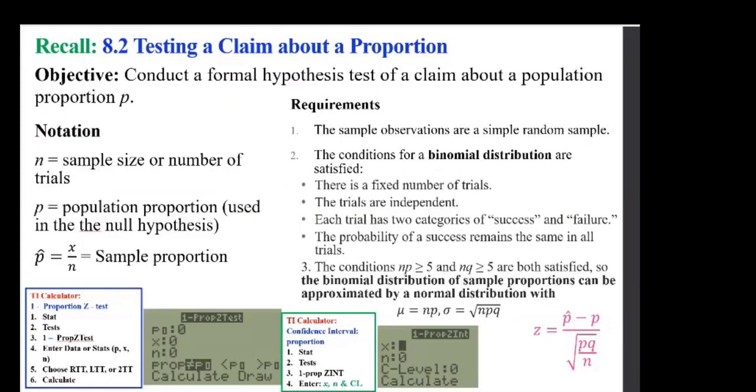In the case of proportion, we went through the process. We did exactly the same steps. When the binomial distribution can be approximated by the normal distribution, we use z equals p hat minus p over the square root of pq over n.